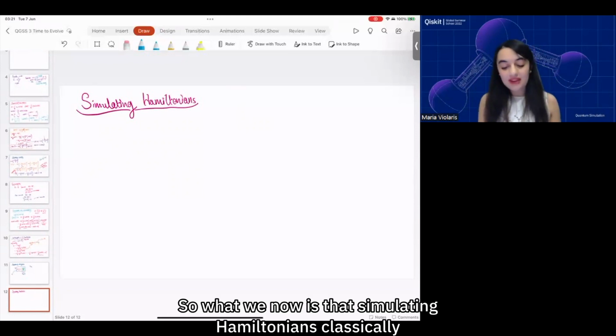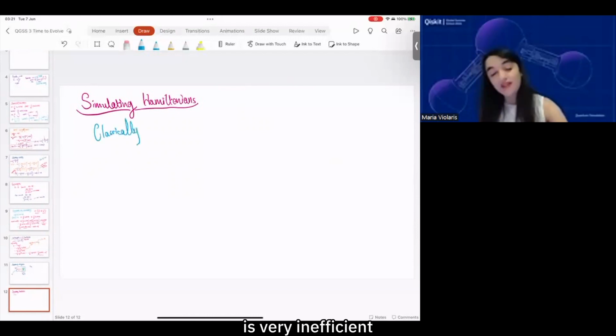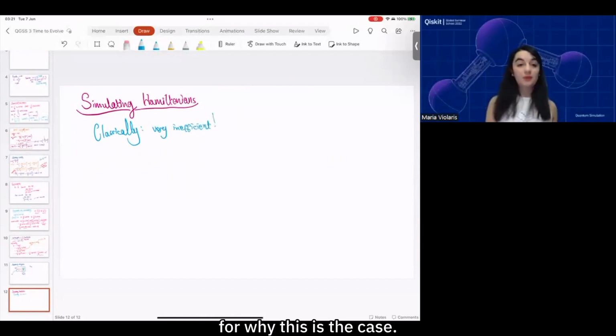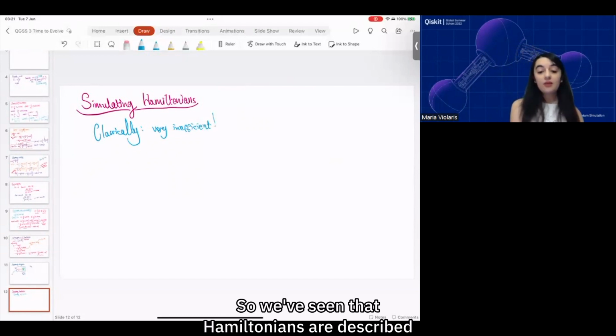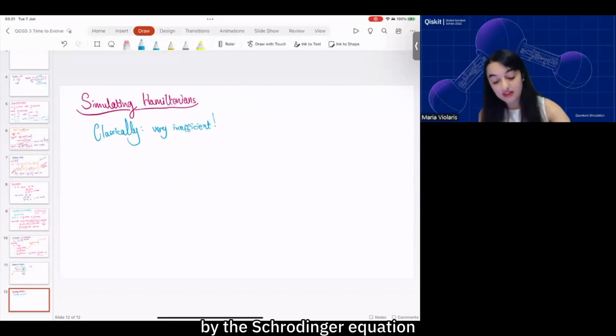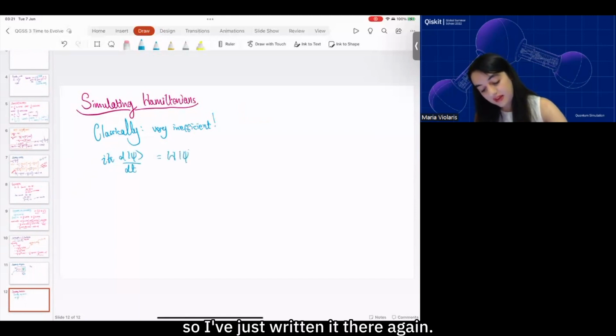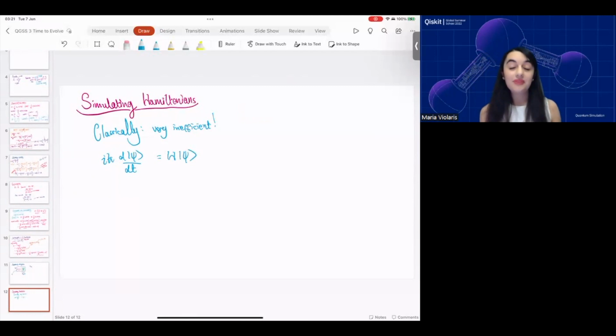What we know is that simulating Hamiltonians classically is very inefficient. And I will just give a brief argument for why this is the case. We've seen that the evolution of quantum systems is described by the Schrödinger equation. I've just written it there again.